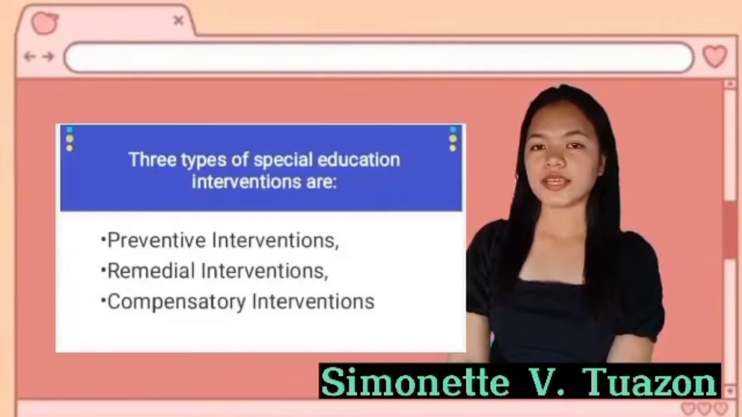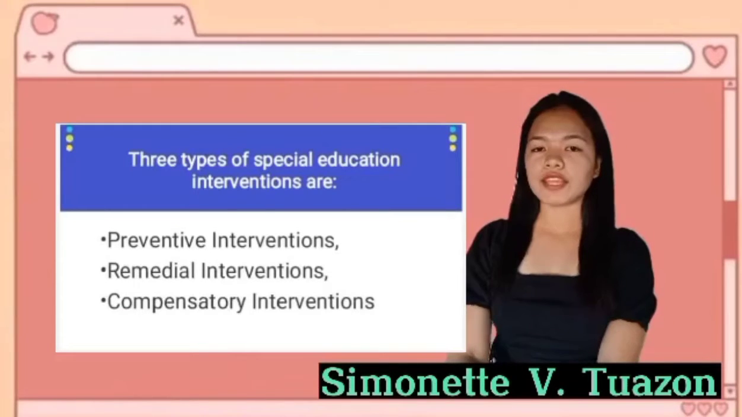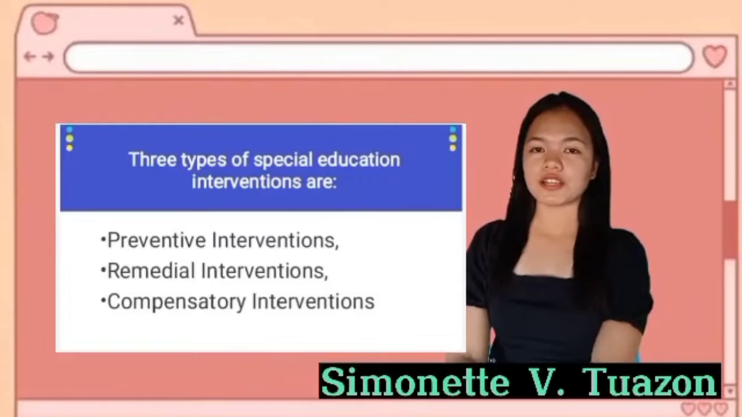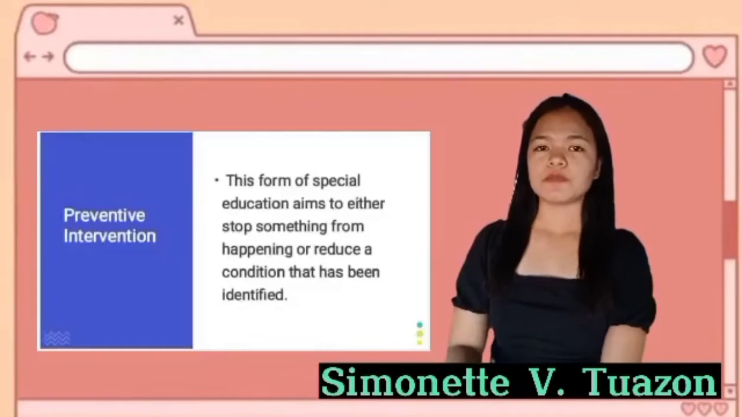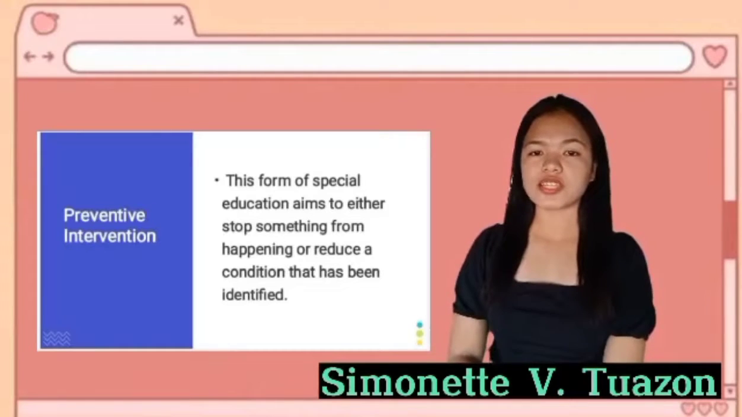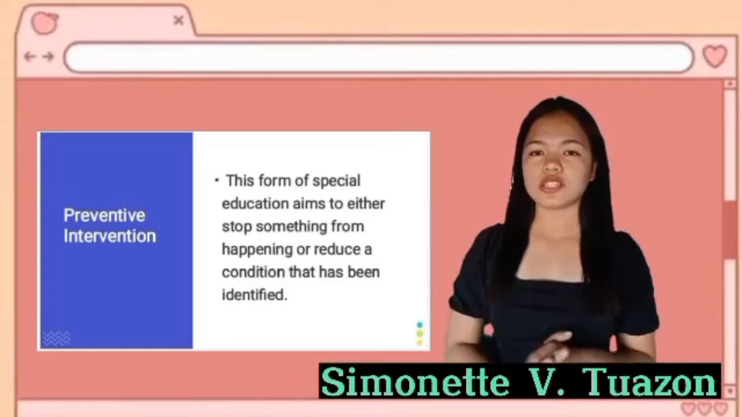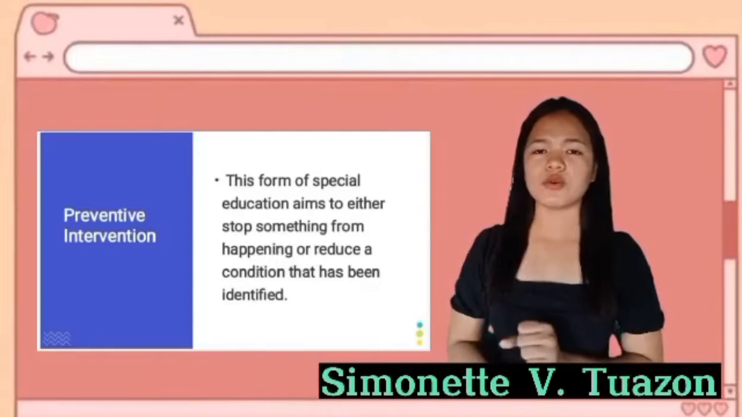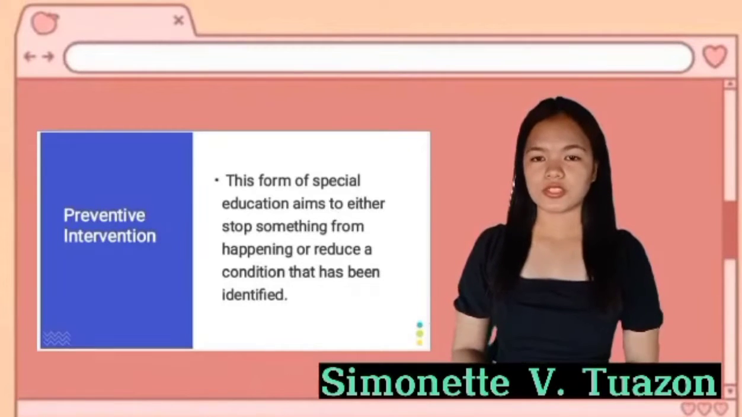So, there are three types of special education interventions. Number one, preventive interventions. Number two, remedial interventions. Number three, compensatory interventions. So first, preventive interventions. This form of special education aims to either stop something from happening or reduce a condition that has been identified. So, for instance, preventing manic episodes in students with bipolar disorders by maintaining a specific schedule.